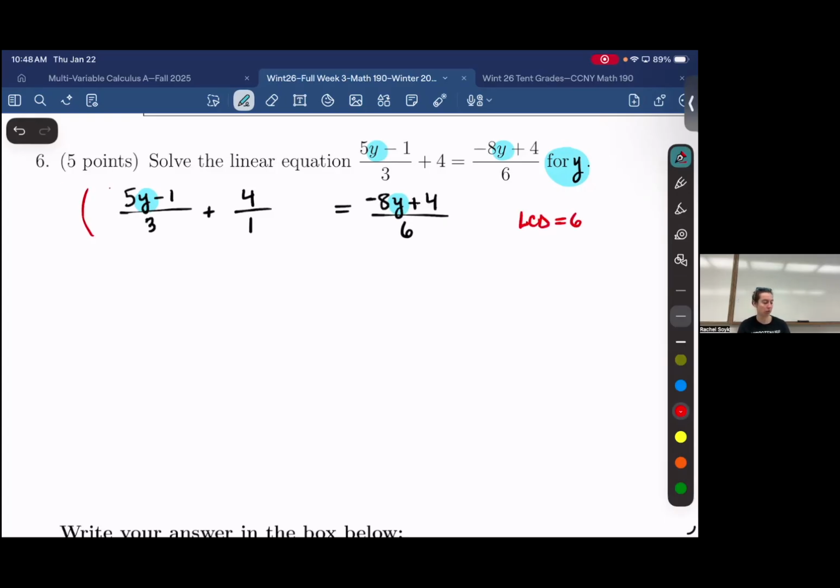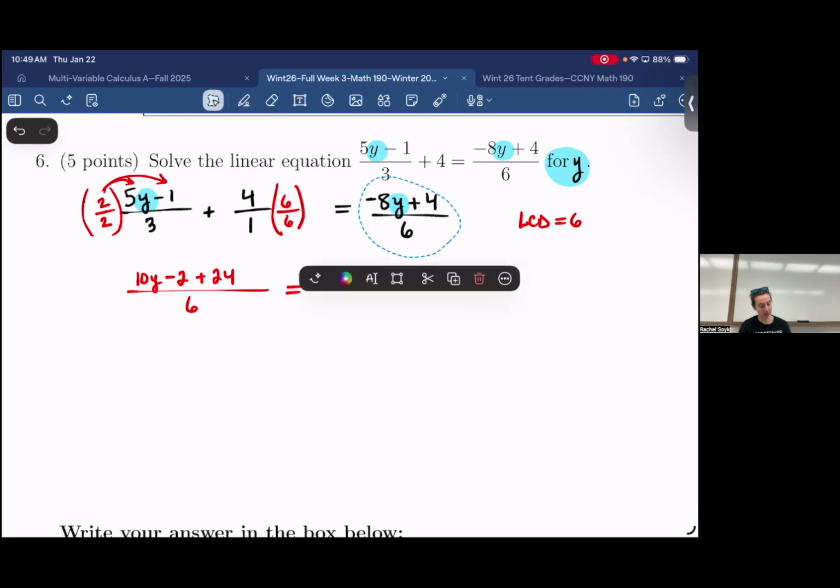So that first fraction we're going to multiply by 2. Excellent. That second fraction by 6, and that third fraction, exactly, by 1 over 1. Leave it as is. So now that left-hand side is all over 6. Let's use some distributive property. We get 2 times 5y is 10y. 2 times -1 is a -2. 4 times 6 is a plus 24. And then that right-hand side stays as is.